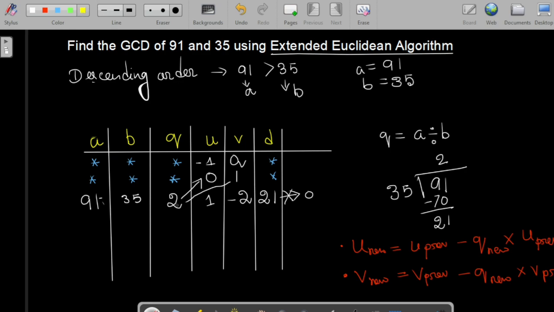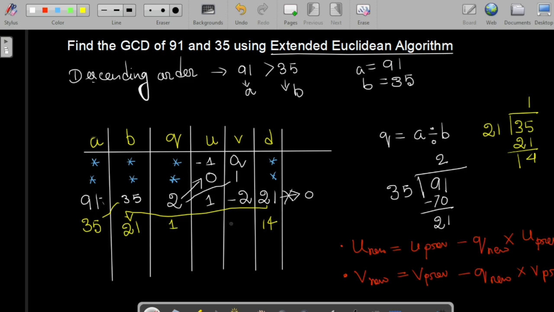While writing the next row, we have to keep in mind the new A will be the previous B, which is 35, and the previous remainder will come in place of the new B, which is 21. And then again we have to divide this new A by the new B. 35 divided by 21. Well, 21 ones are 21, and the remainder is 14. So we write 14 over here, and the quotient is 1.